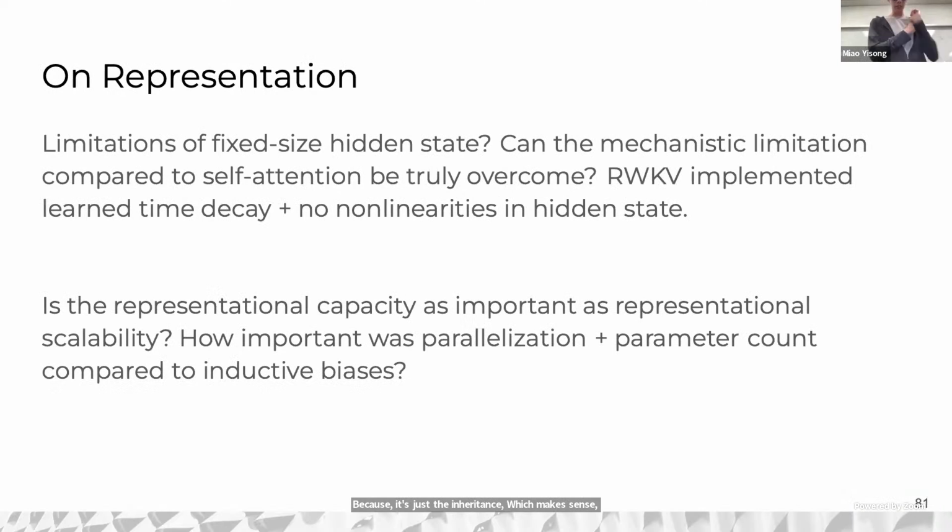And I guess on representation, what are the limitations of RNNs compared to self-attention? Can the mechanistic limitation of having a fixed size hidden state be truly overcome? The benefit of an RNN having a fixed size hidden state is that you can have a lot more computational power at a single step as compared to attention, where you only do the attention mechanism. But an RNN can do many different operations on that hidden state itself at each time step.